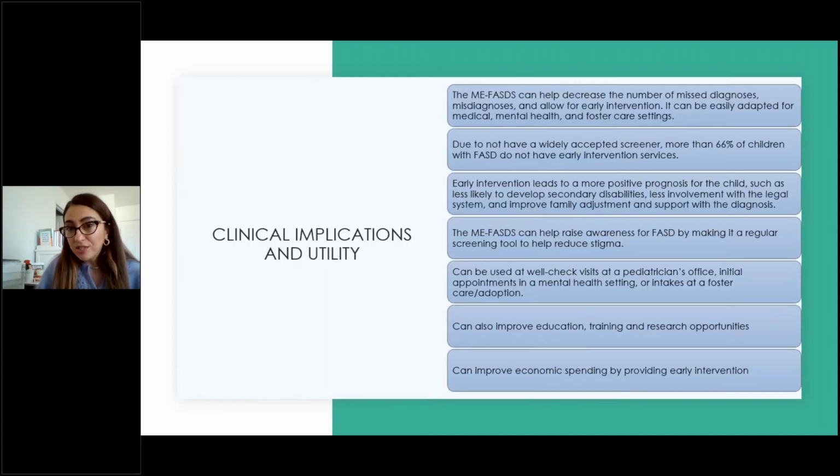So what are the clinical implications and utility? Again, we want to make sure that the early intervention services get started easily. We want to make sure that it helps to reduce stigma. Remember, we talked about stigma. The more we screen, the more everyone knows about it. The more people know about it, like autism, it starts to decrease that stigma as well. It improves education, training, and research opportunities. And by providing the early interventions, it can improve, of course, overall cost and economic spending as well.